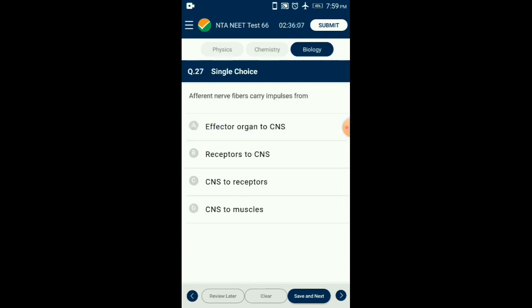Question number 27. Afferent nerve fibers carry impulses from neurons that receive information from our sensory organs, for example eye and skin, and transmit the input to the central nervous system; they are called afferent neurons. Neurons that send impulses from the central nervous system to your limbs and organs are called efferent neurons. So the answer is option B, receptors to central nervous system.